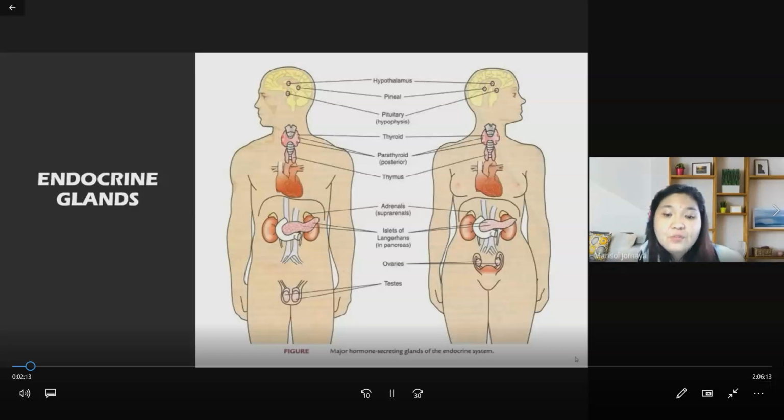You also have your ovaries and your testes, but I will not be discussing them because I would like to think that these have been discussed in your maternal and child nursing. The reproductive system and the reproductive management of this disorder should already have been covered in MCN, so I will not review the ovaries and testes anymore. I am going to discuss your thyroid, your parathyroid, your adrenals, and most especially this. So you have 1, 2, 3, 4, 5. Those are what I will discuss for your endocrine glands.